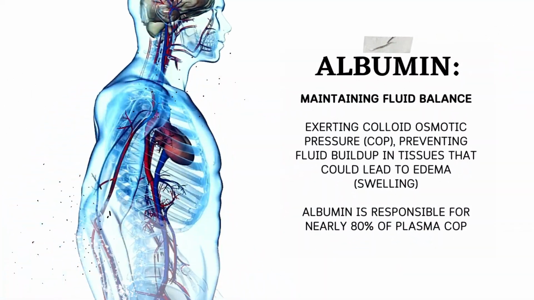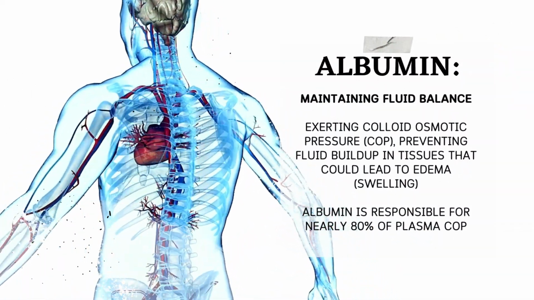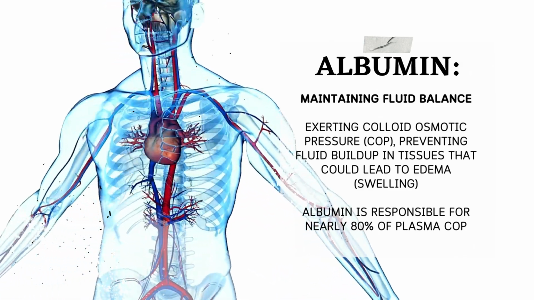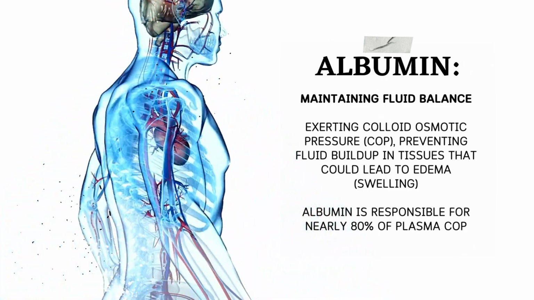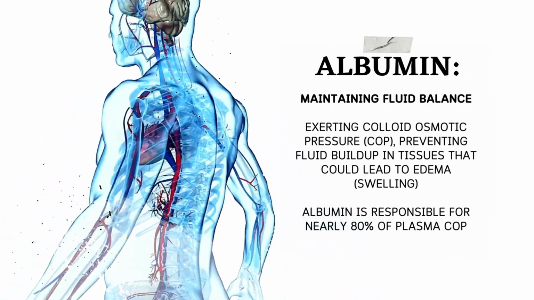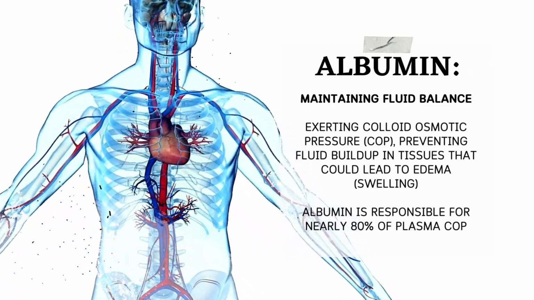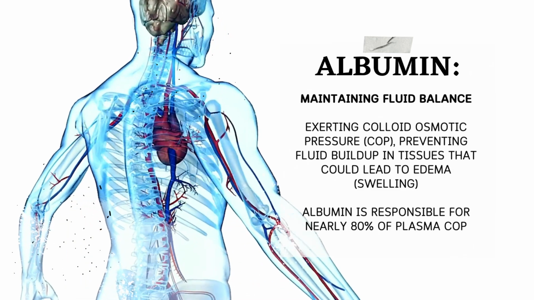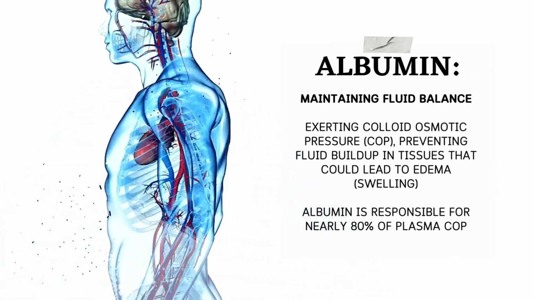Albumin's diverse functions. Maintaining fluid balance: albumin plays a critical role in maintaining proper fluid balance between the blood vessels, intravascular, and surrounding tissues, interstitial. It achieves this by exerting colloid osmotic pressure, COP.